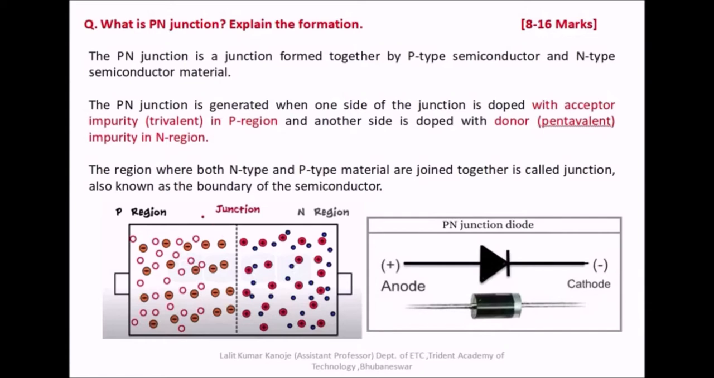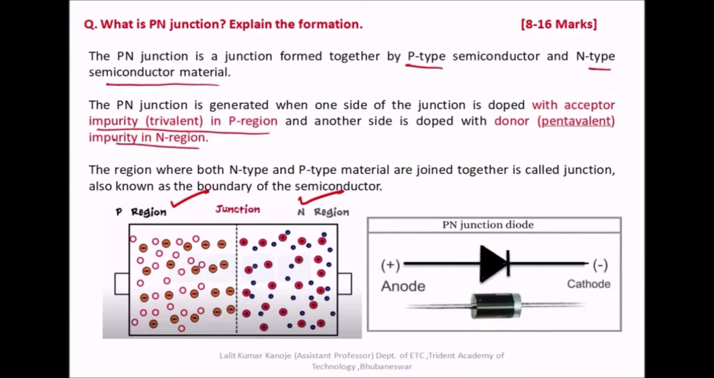Look here. When a p-type semiconductor comes in contact with an n-type semiconductor under controlled temperature and pressure, PN junction formation occurs. The PN junction is a junction formed together by p-type semiconductor and n-type semiconductor material. The PN junction is generated when one side of the junction is doped with acceptor impurity, which is called p-type impurity, and the other side is doped with donor impurity, which is called the pentavalent impurity.